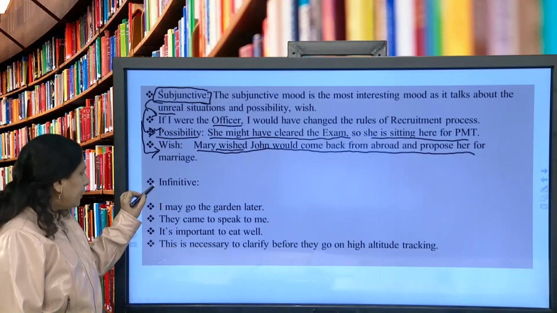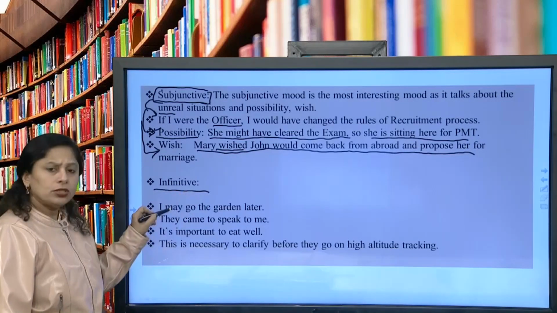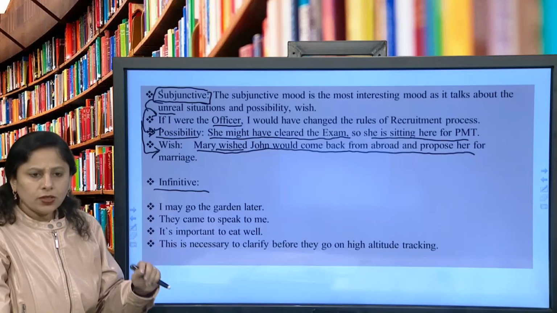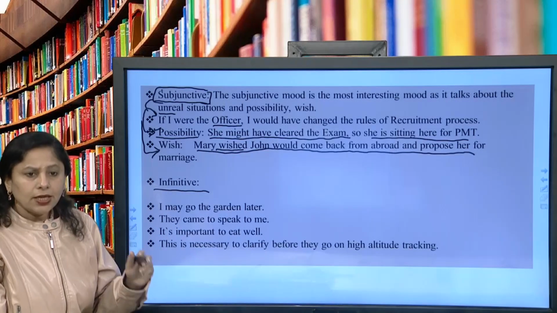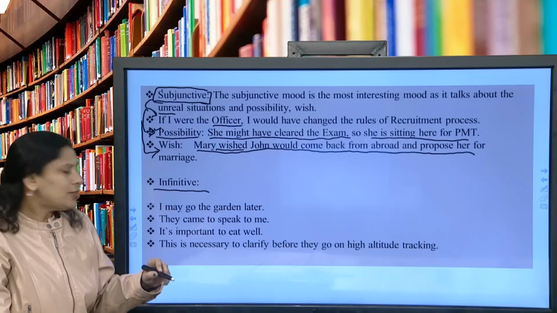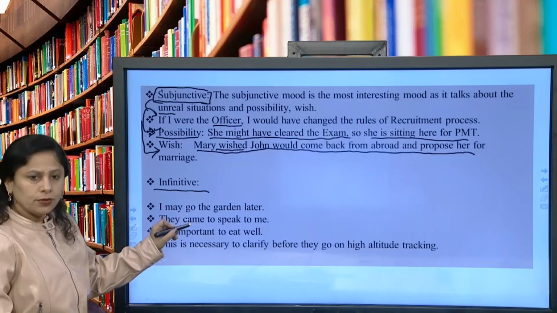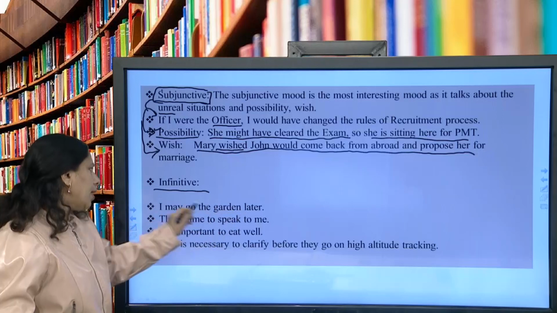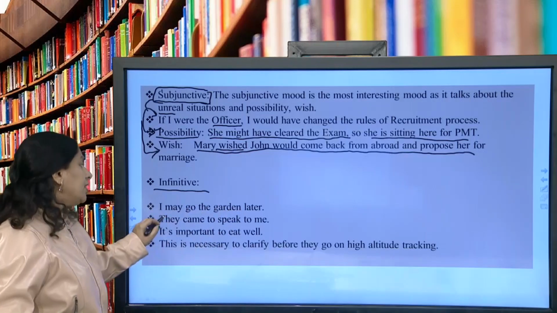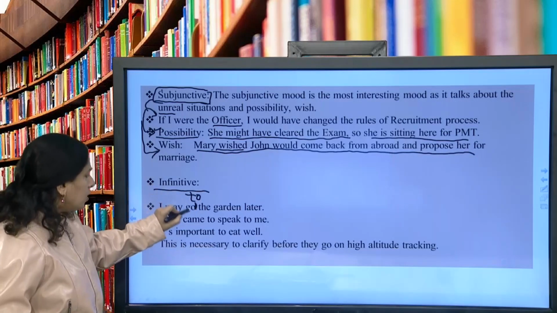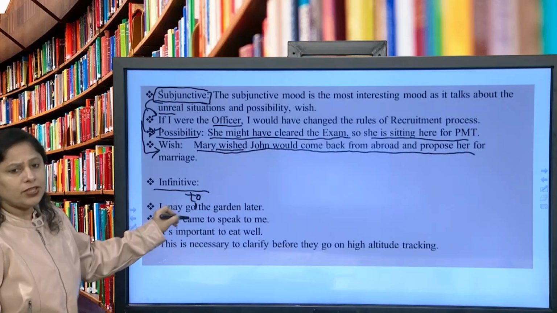Now, infinitive, the last mood of these verb forms. There are four moods, as we had already discussed: indicative mood, imperative mood, subjunctive mood, and this one is the infinitive mood. I may go to the garden later, or they came to. To is very much important in the infinitive. To is the important part of the infinitive mood.